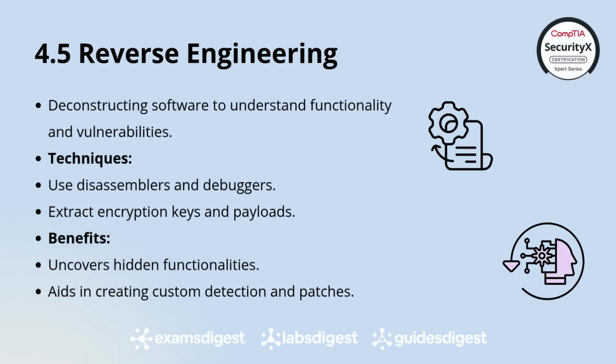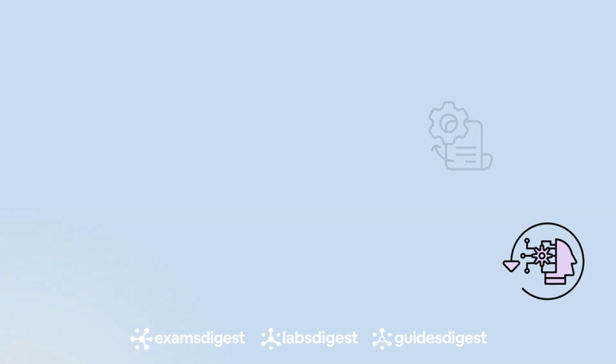Next, let's explore reverse engineering. This process involves deconstructing software, systems, or files to understand their inner workings. In cybersecurity, reverse engineering is often applied to malware or exploit code. By using tools like disassemblers and debuggers, we can uncover hidden functionalities, backdoors, or encryption methods within the malware.